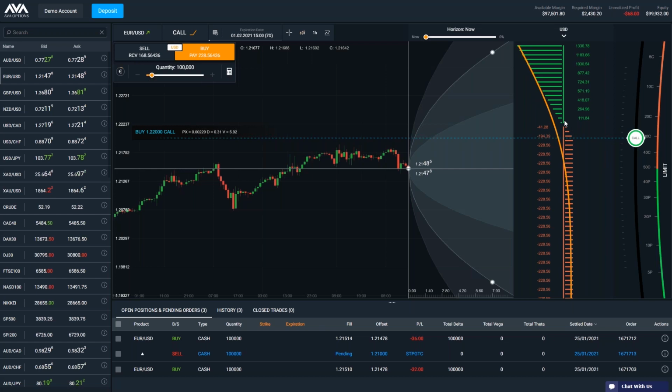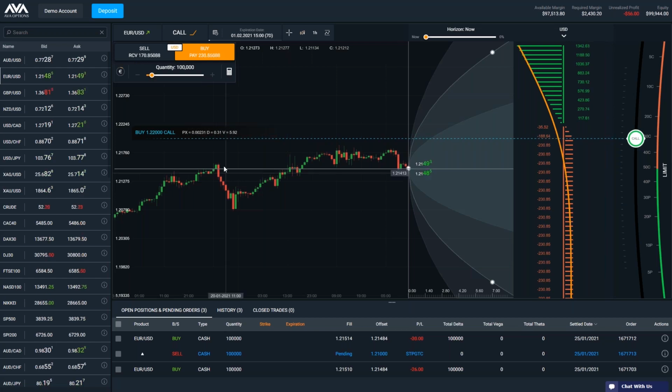At expiration, your delta is going to be either 100%, because you participate for every pip that the market moves higher above the strike, you're going to profit as well. And down below, the most you can lose is what you paid for the option, so your delta can be no worse or no less than 0.